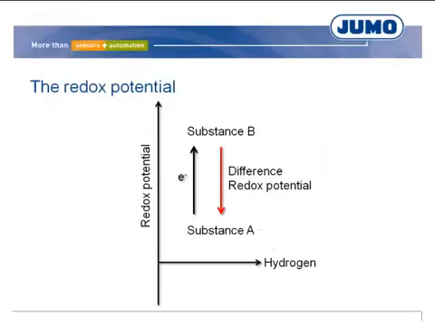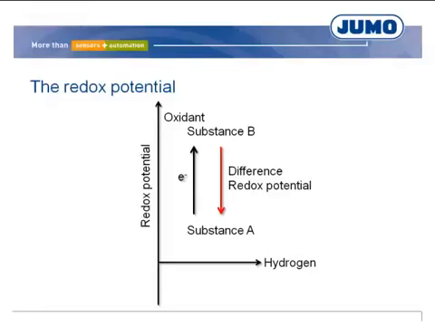Substance B takes electrons from substance A and oxidizes substance A, thereby acting as an oxidant. Substance B gains electrons and is therefore reduced. Examples for oxidants include oxygen, disinfectants such as chlorine or ozone, sulfur, or bleach.